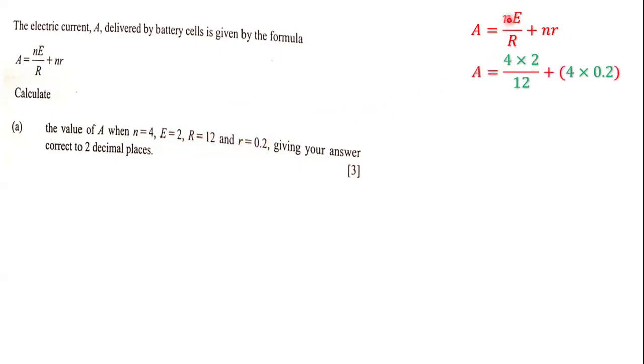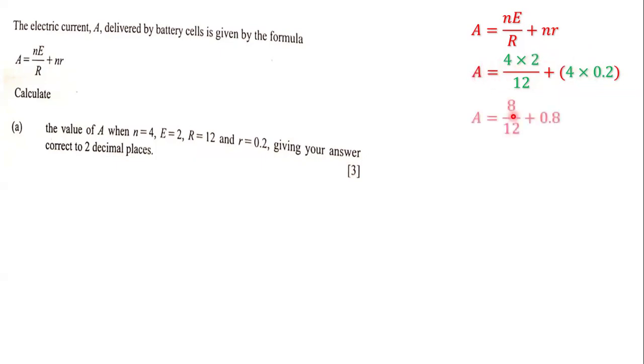Remember that small n is equal to 4, capital E is equal to 2, capital R is equal to 12, small n is equal to 4 and small r is equal to 0.2. And so now we can perform the computations to figure out the value of A.